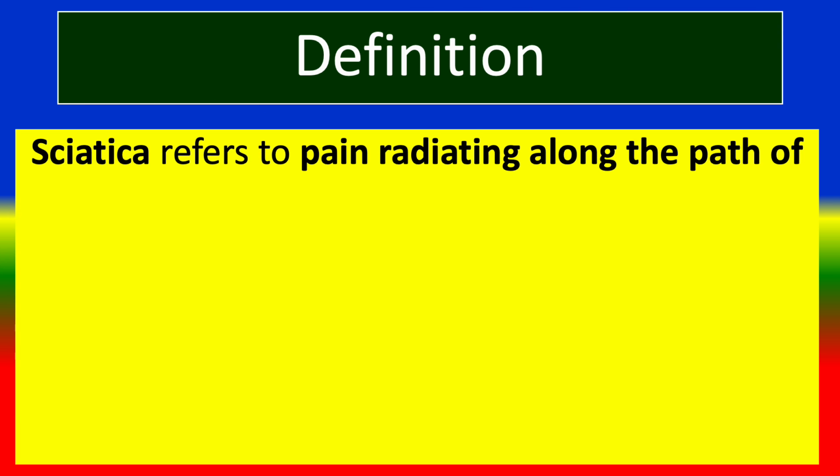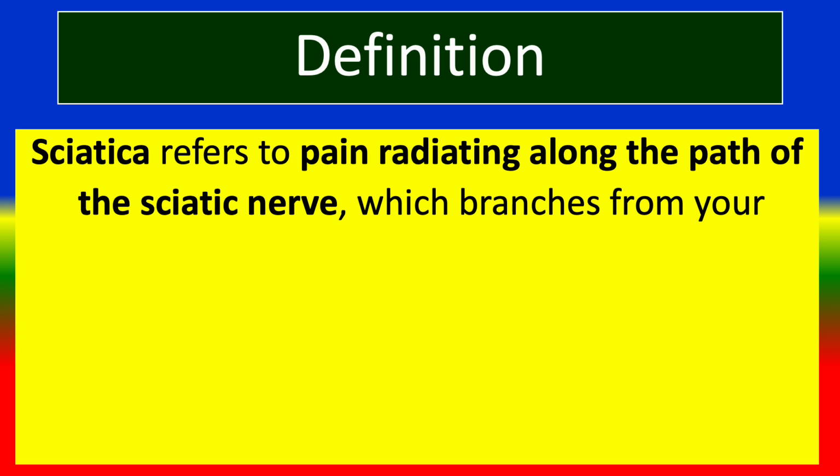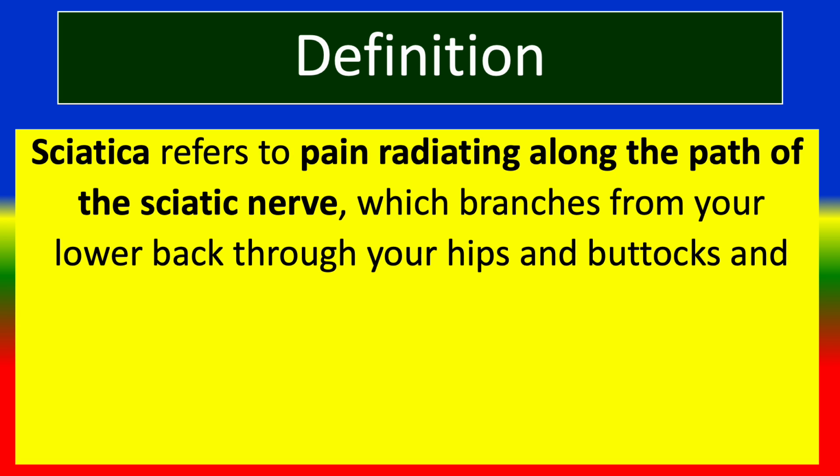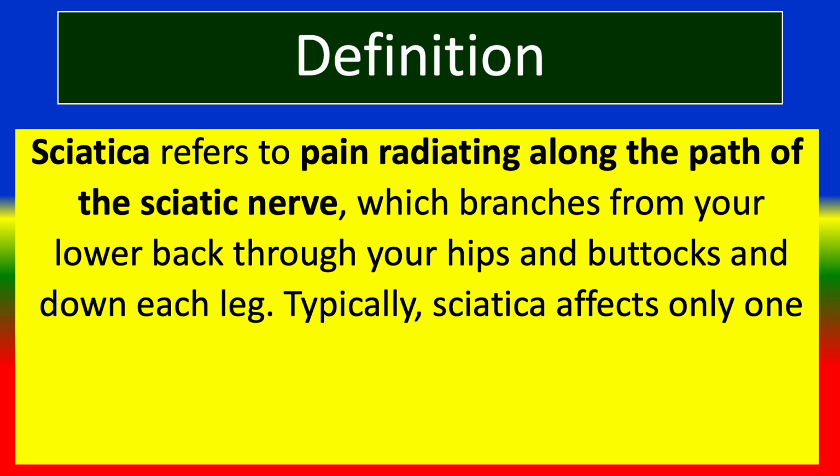Definition. Sciatica refers to pain radiating along the pathway of the sciatic nerve, which branches from your lower back through your hip and buttocks and down each leg. Typically, sciatica affects only one side of the body.